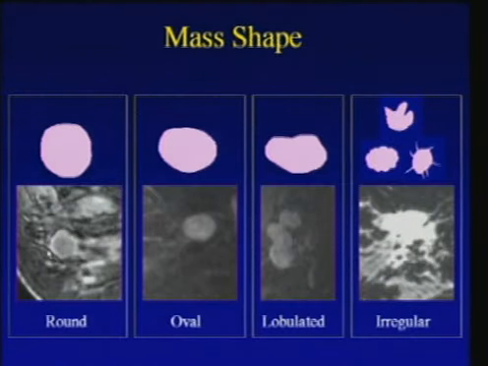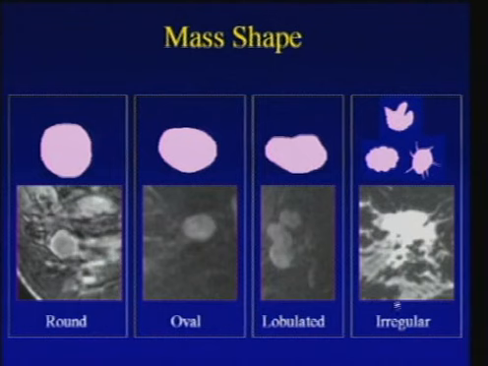This is a round mass, a little bit of peripheral enhancement. It represented an inflammatory cyst. Next, an oval mass, pretty much homogeneously enhancing. This is what a classic fibroadenoma looks like. On these images, you can actually see two lobulated masses, and these are normal axillary lymph nodes.